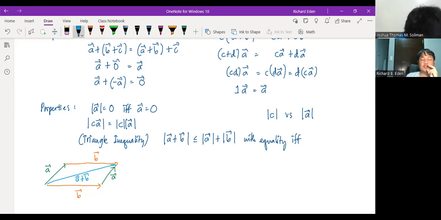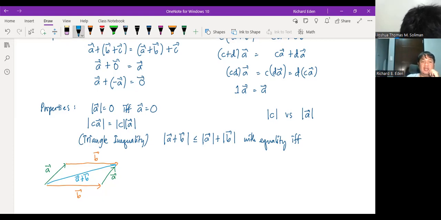So in fact, if you draw A and B starting from the same point and you complete this parallelogram, A plus B is that diagonal starting from where A and B started towards the opposite endpoint. So that is vector A plus B.